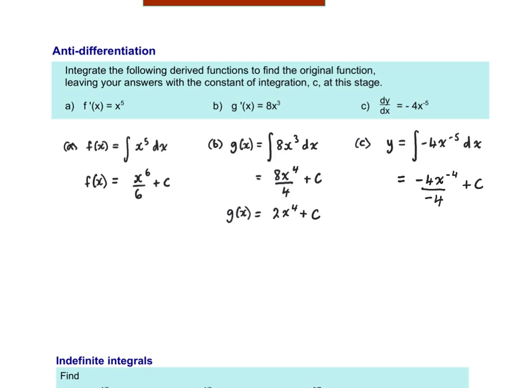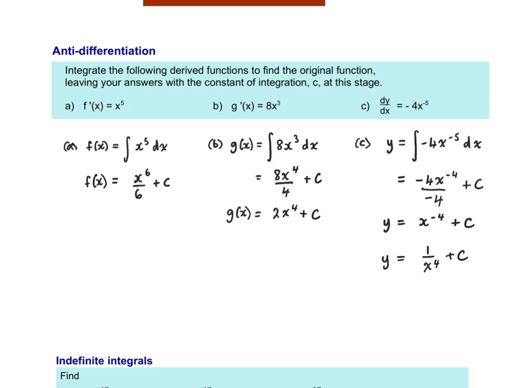And of course we can finish it off by simplifying it. Minus 4 divided by minus 4 cancels out to give us x to the power of minus 4 plus c. Okay. Now we could take this example a little bit further and get rid of the negative index and all that kind of stuff if we wanted to, but at this point we don't really need to. But we could have changed it to 1 over x to the power of 4 plus c.